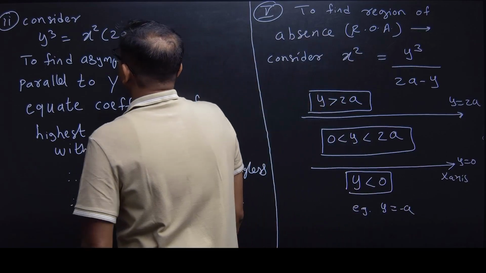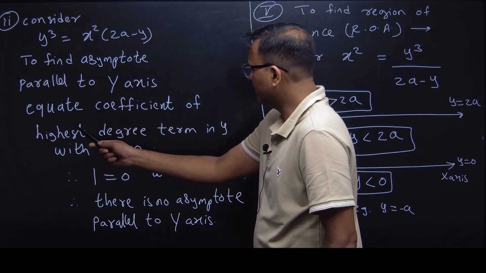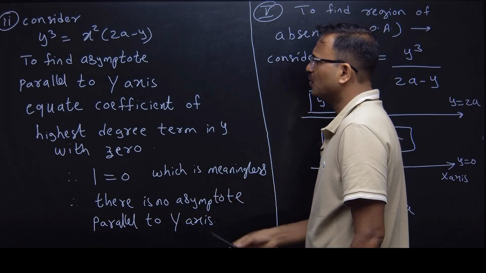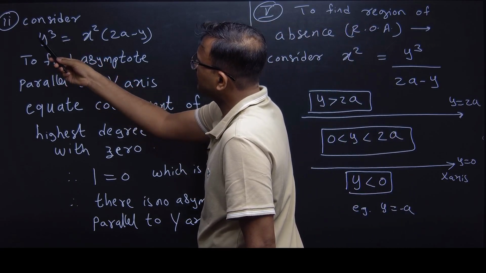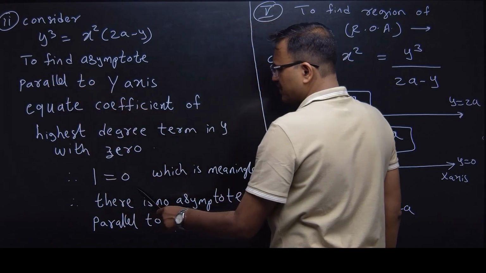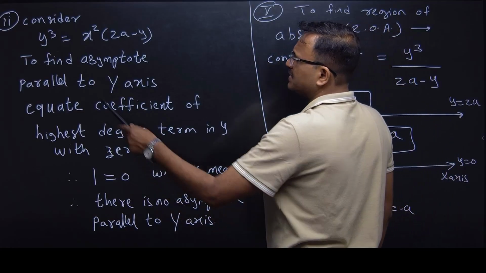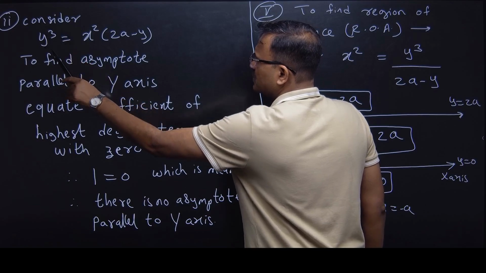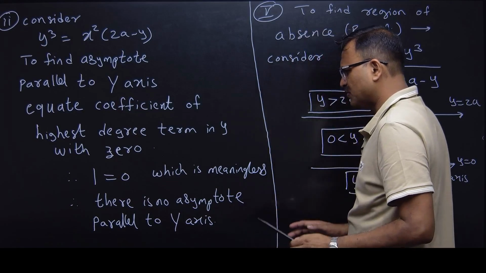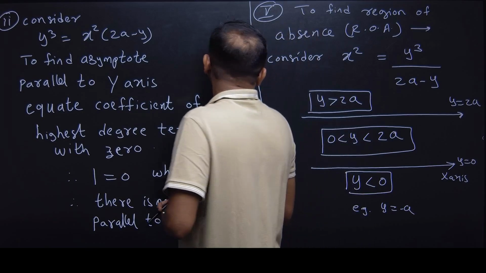Then to find the asymptote parallel to the y-axis, we have to equate the coefficient of the highest degree term in y with 0. In this equation, the highest degree term in y is y cube and the coefficient of that is 1. If we equate 1 with 0, we get something meaningless. 1 is 0 is meaningless. Therefore, there is no asymptote parallel to the y-axis in this case.